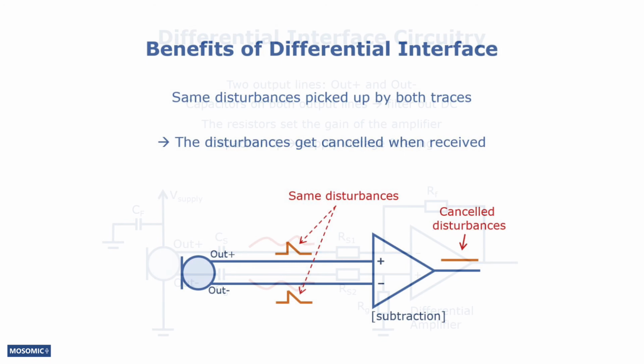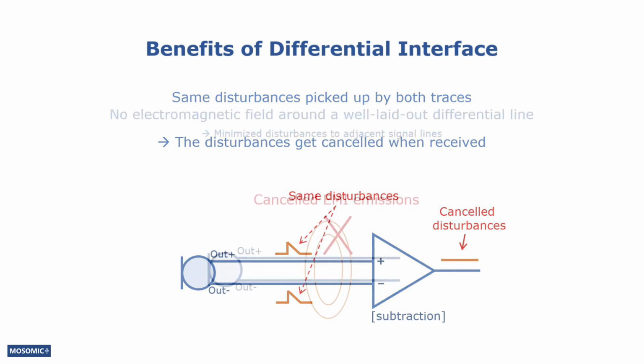If the circuitry and layout have been properly designed, the disturbances picked up by the two traces are approximately identical. When the signal is received with a differential amplifier, the interferences picked up by the two signal lines cancel each other, resulting in a clean signal.